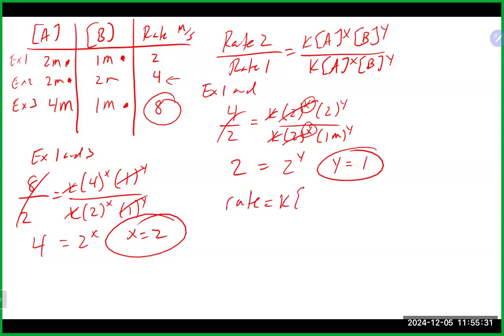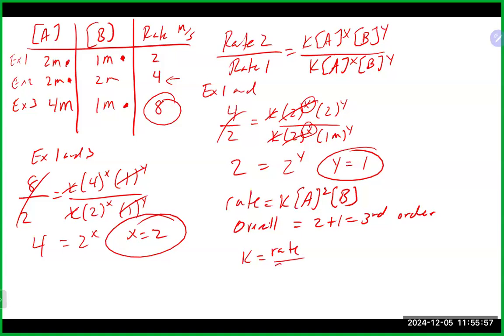So that would give us really our order for this reaction. The rate would be equal to k a squared b. The overall order here would be 2 plus 1, which is third order. And remember that once you figure out the orders for this particular reaction, you then can figure out the actual value of the rate constant. For example, here we would rearrange, and k would equal the rate divided by a squared b.